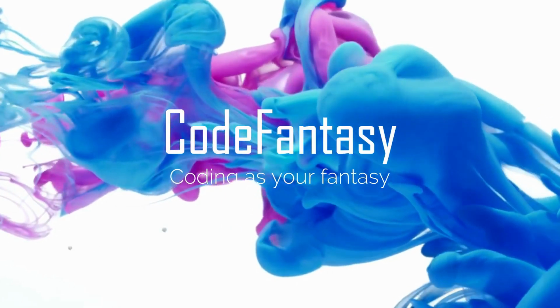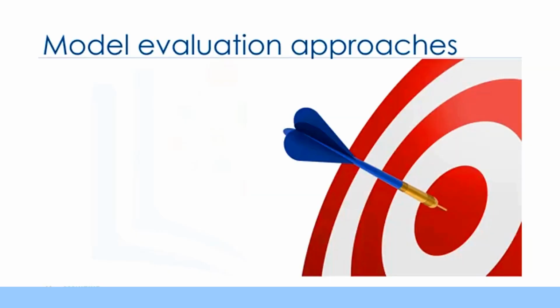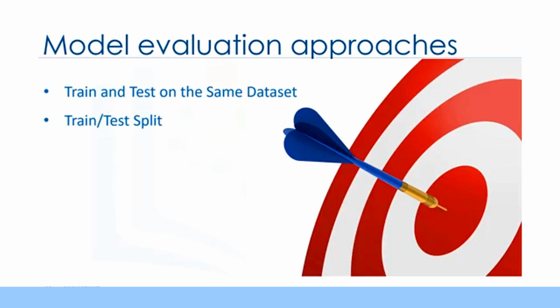So let's get started. The goal of regression is to build a model to accurately predict an unknown case. To this end, we have to perform regression evaluation after building the model. In this video, we'll introduce and discuss two types of evaluation approaches that can be used to achieve this goal. These approaches are train and test on the same dataset and train-test split.